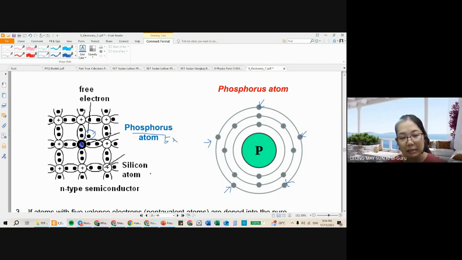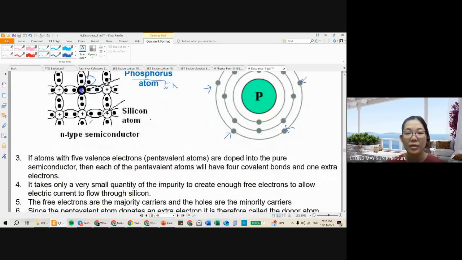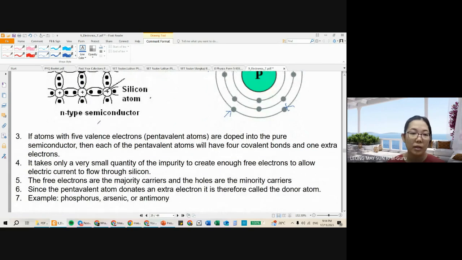So this free electron is free to move inside the material. If there's one phosphorus, there's going to be one free electron. If they increase the number of phosphorus atoms, even with a very small quantity of impurities, as long as there are enough free electrons to move and create the current, then the conductivity of the semiconductor has already increased.